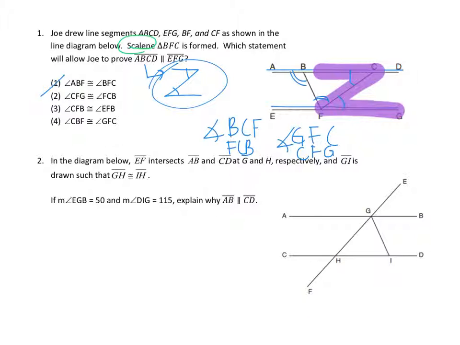Number 2 says angle CFG. Wait a second, CFG, that was here. And FCB, that was our other angle. If those two angles are congruent, then certainly, in fact, the lines are parallel. So our answer here is choice 2.